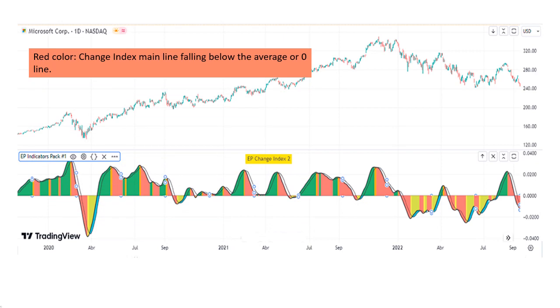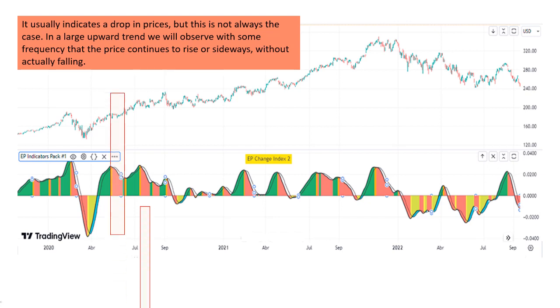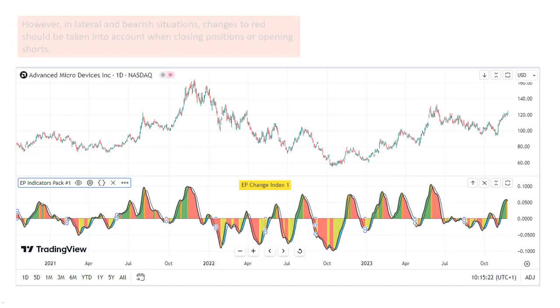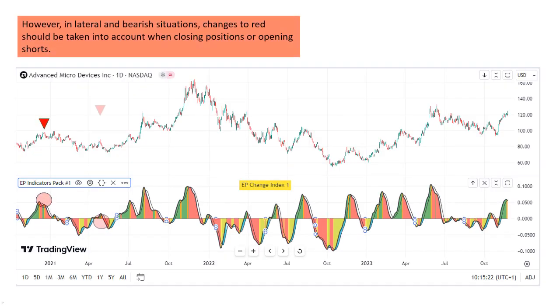Red color, Change Index main line falling below the average or zero line. It usually indicates a drop in prices, but this is not always the case. In a large upward trend, we will observe with some frequency that the price continues to rise or moves sideways, without actually falling. However, in lateral and bearish situations, changes to red should be taken into account when closing positions or opening shorts.